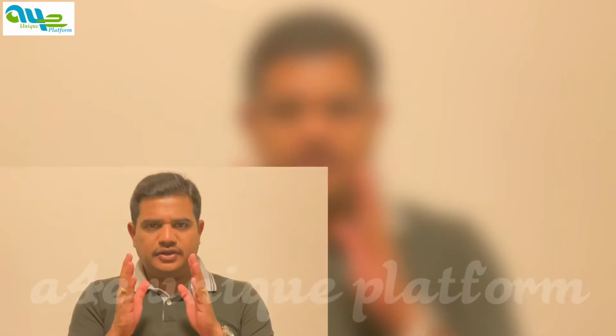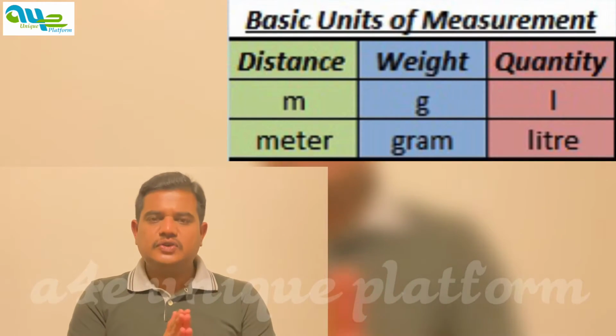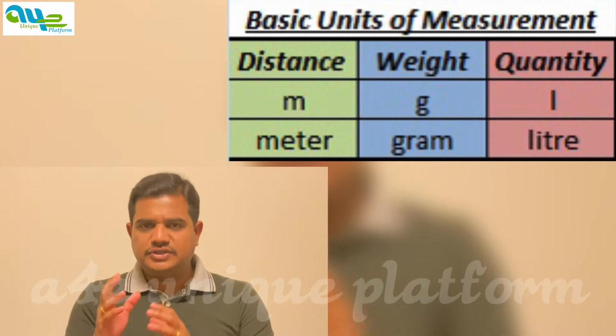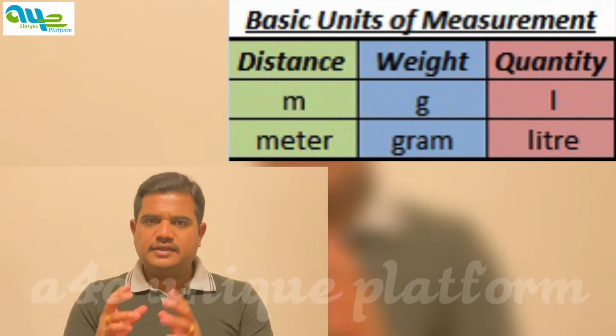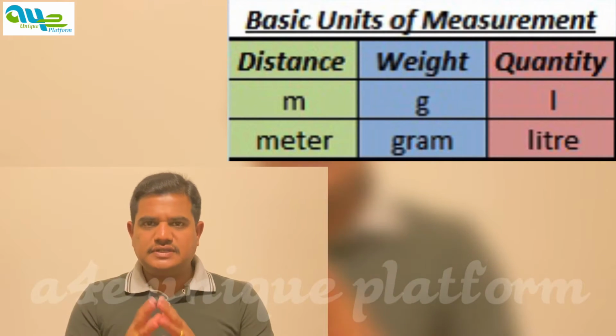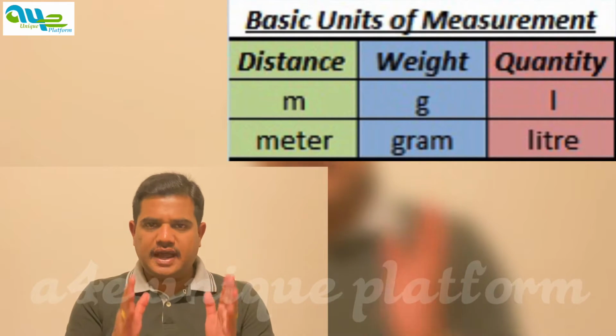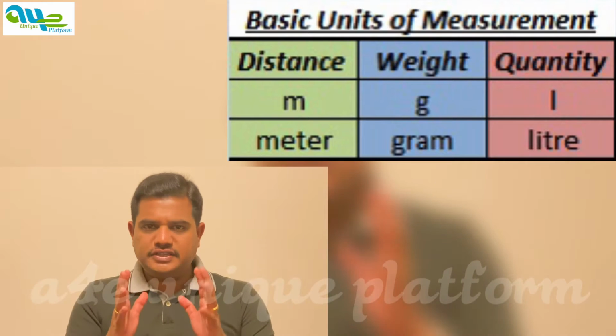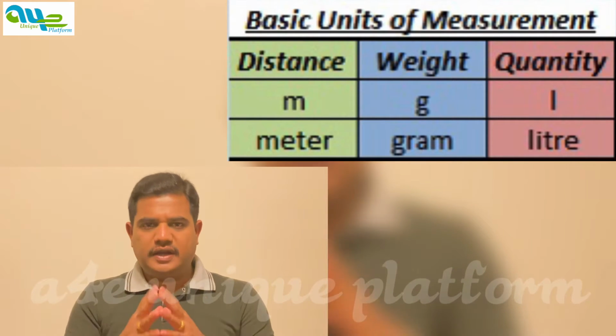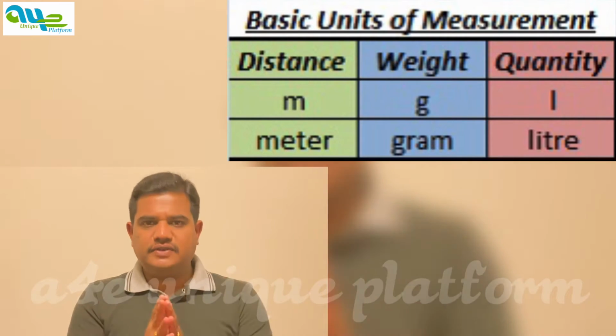First, we can see the basic units of measurements. To calculate the distance, the unit used is meter. To calculate the weight, the unit used is gram. And to calculate the quantity, the unit used is liter. So these are the basic units of measurements, that is meter, gram and liter. In this video I am going to explain taking the example of the distance unit, which is meter.